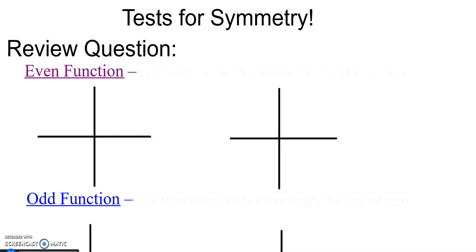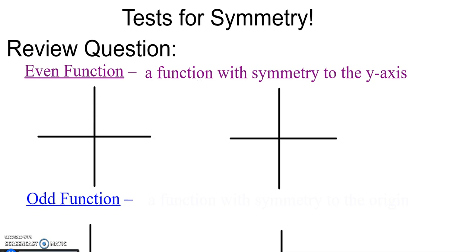All right, so today we are going to look at doing some tests for symmetry within our functions. So this first area is kind of in your review question. If we think about what an even function is, a function with symmetry to the y-axis. So again, this is in your definition. You don't need to write it down, but you can have a little space to write a little bit of something. So the y-axis would be that vertical axis.